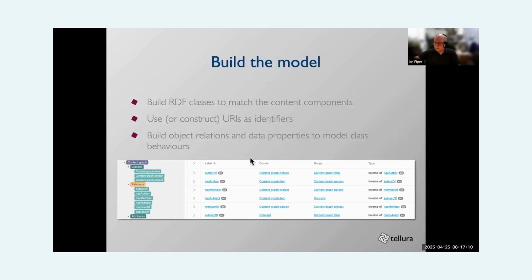So you can see in the screenshot that this content graph model has content graph items, content graph persons, content graph projects as classes. And it has a set of class relations that can be used to glue these together. So you can see author of, for example, and has author, which are inverse relations that link together a content item and an author.